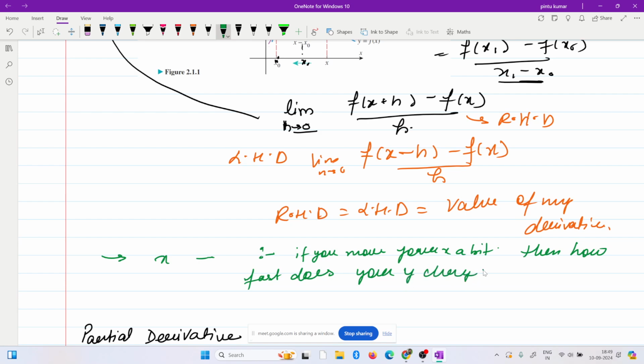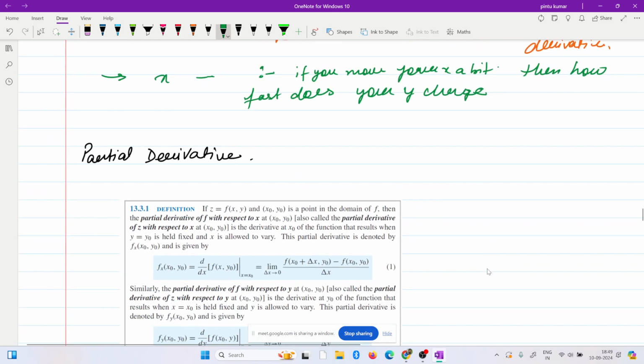This is another interpretation of derivative: if you move your x a little bit, how fast does your y change? So it's going slow, or it's growing very fast. Those kinds of things can be obtained via derivative, okay?